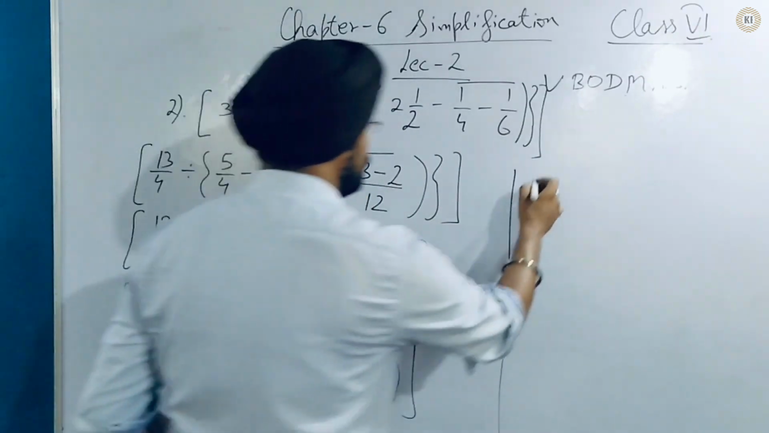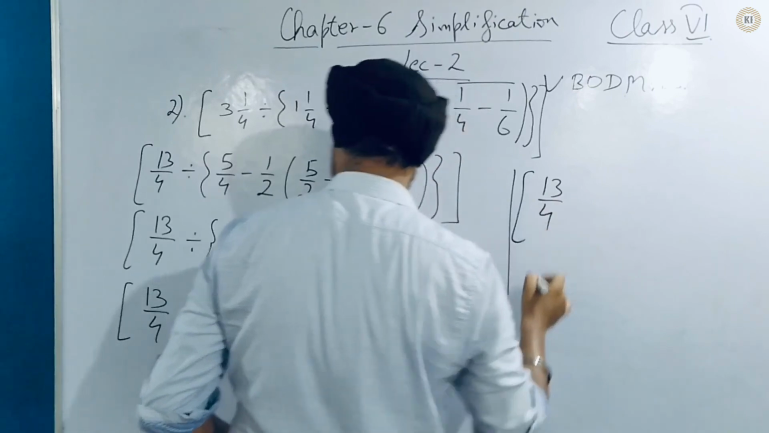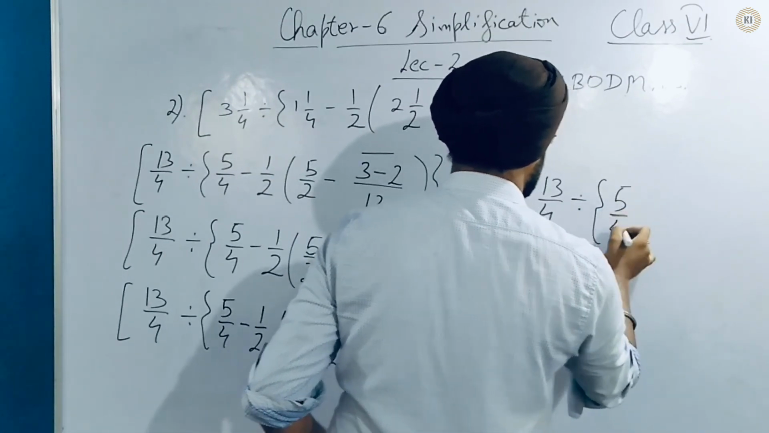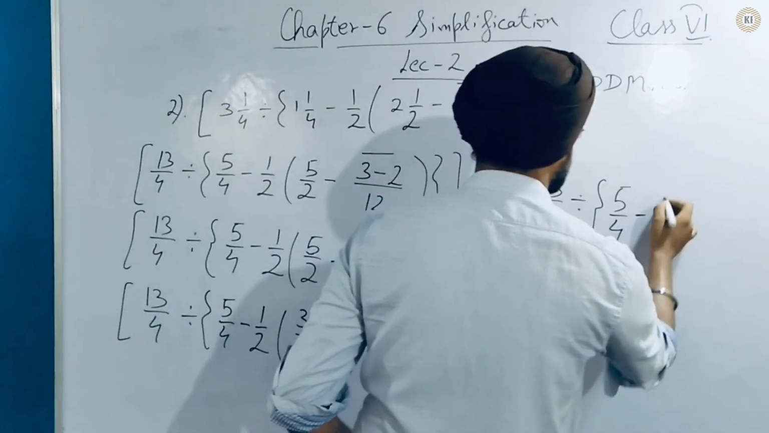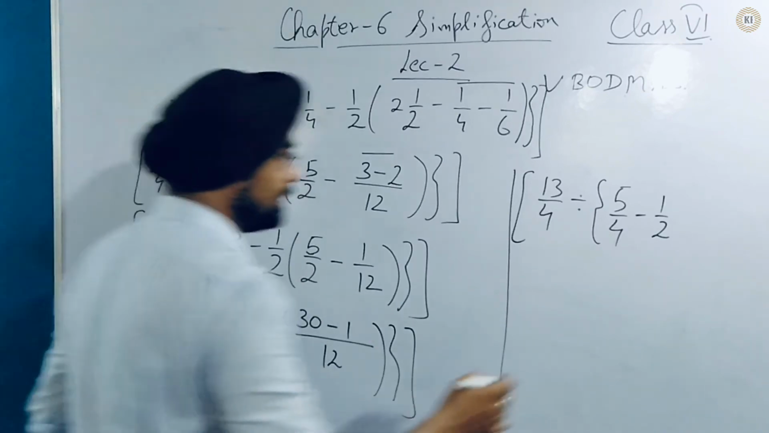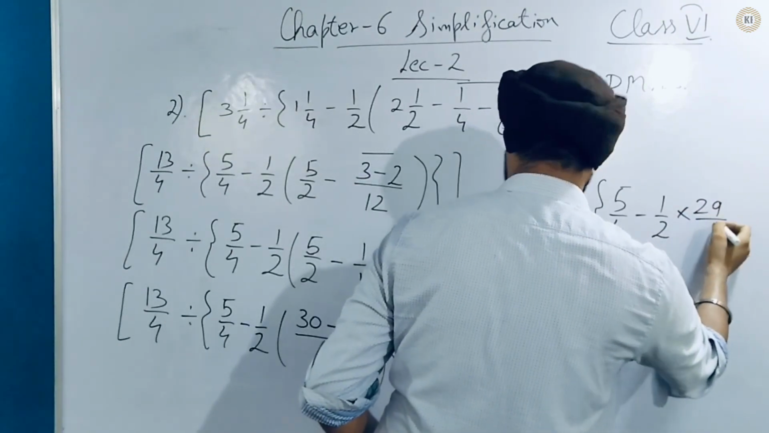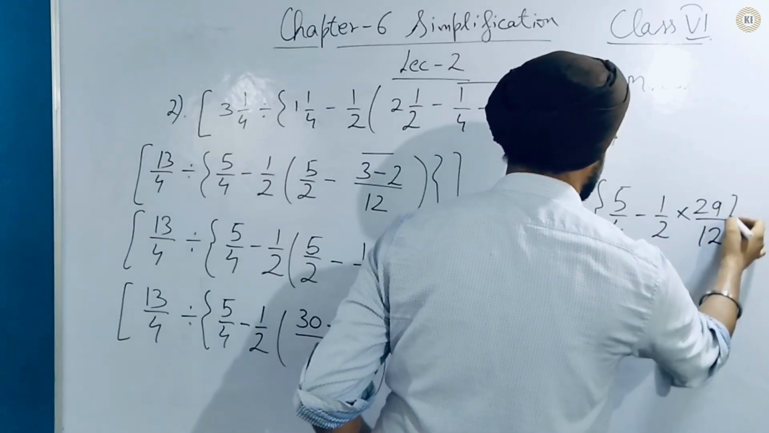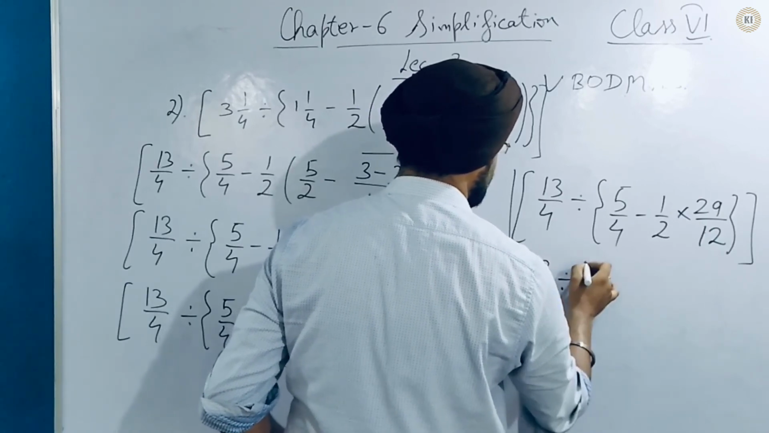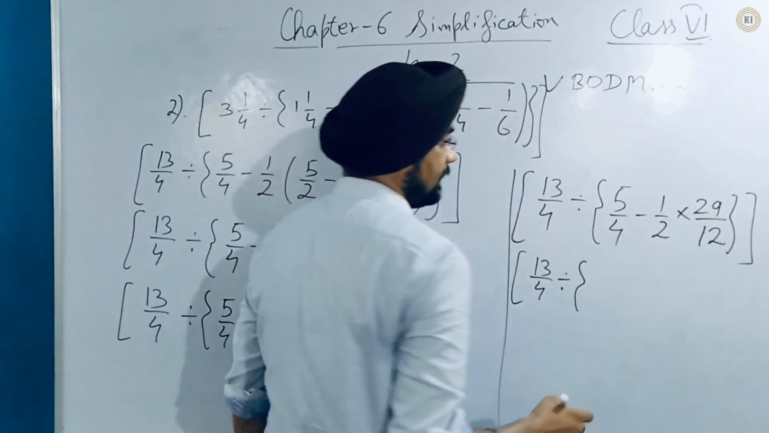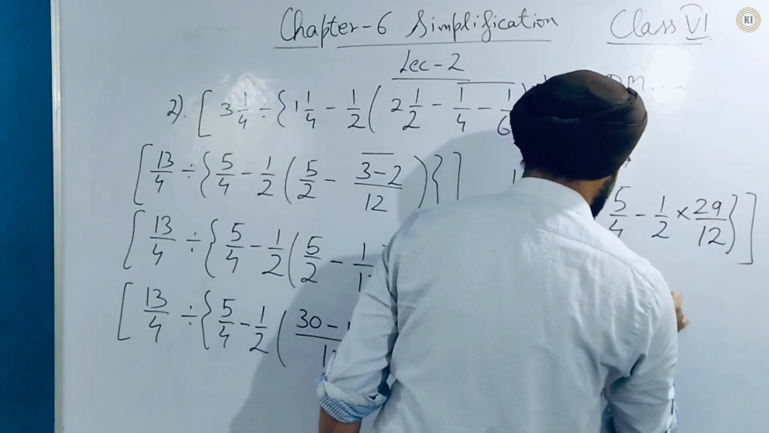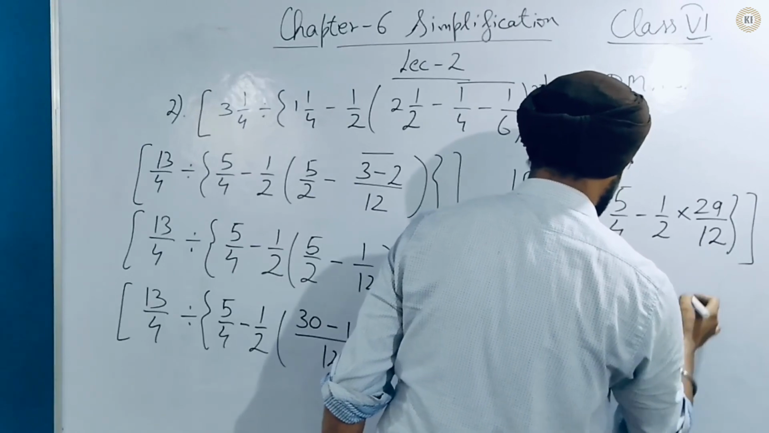Now 13 by 4 divide 5 by 4 minus 1 by 2. If no sign is there, so by default we take it as a multiplication sign. Multiply 29 upon 12. Now 13 by 4 divide, we'll solve this multiply first, so it will come 5 upon 4 minus 29 upon 24.